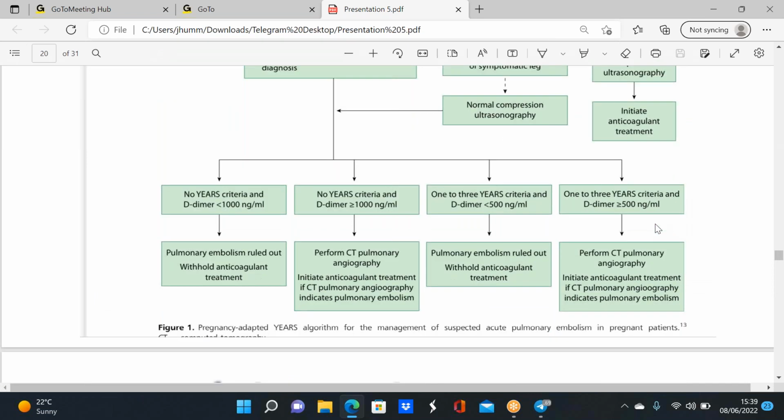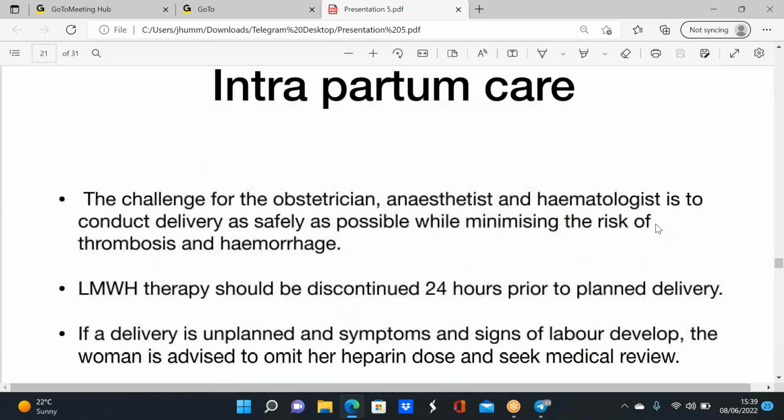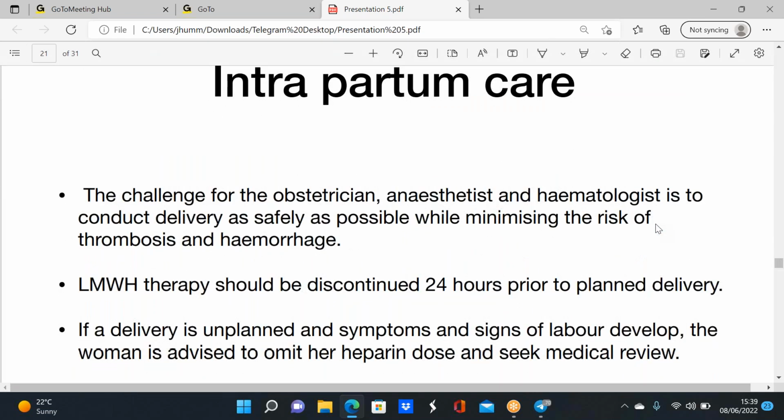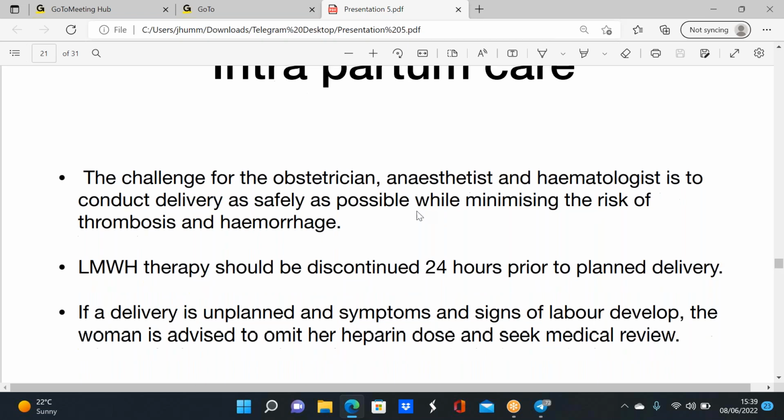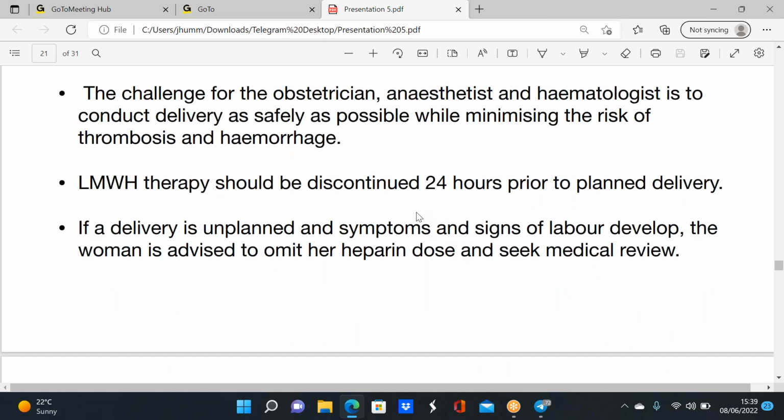Now, next is the intrapartum care. Here is where the main challenge comes, because there will be risk of bleeding and there will be risk of clotting. So this is a challenge for the obstetrician, anesthetist, and hematologist to conduct delivery as safely as possible while minimizing the risk of thrombosis as well as hemorrhage.